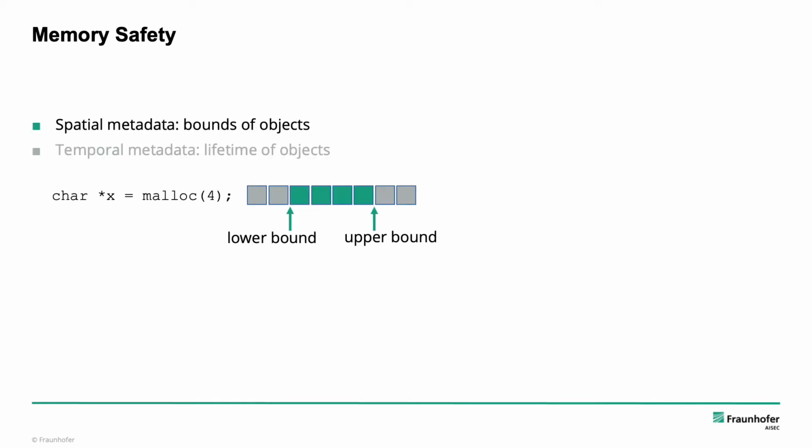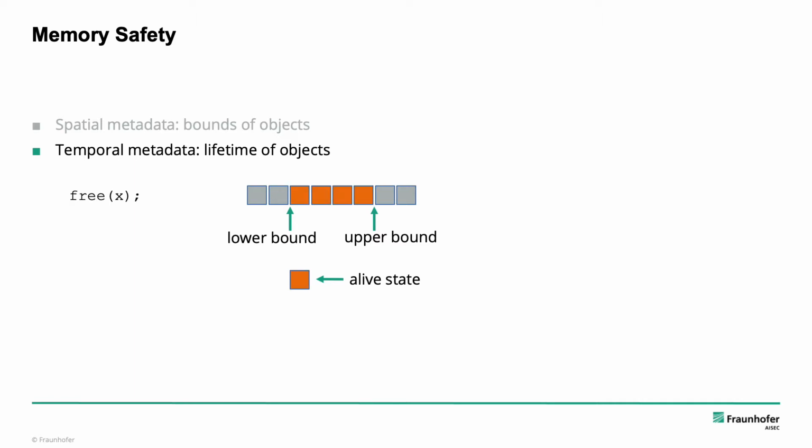To tackle these problems, memory safety is needed. For this, we make use of additional information about objects called metadata. Namely, for spatial safety, we need to know the bounds of the allocated object, such that each memory access is checked to be within these bounds. For temporal safety, we need to know if the object is still allocated. In other words, if it is still alive. When X is freed, its entire memory becomes invalidated. We can know about this by looking at the alive state flag.